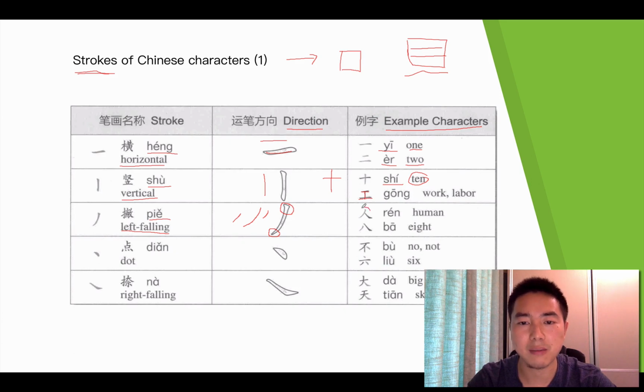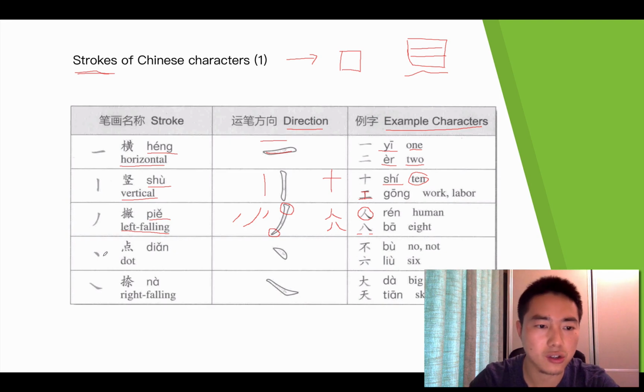Here is an example character. It's called 人. It means human. So the first stroke is left falling, 撇. Then we write the next one. The second one is called 八. It means 8, like this.